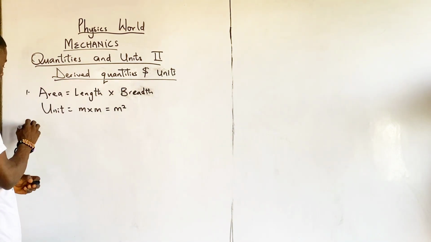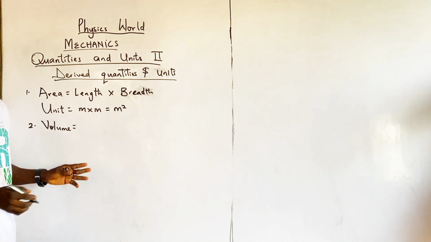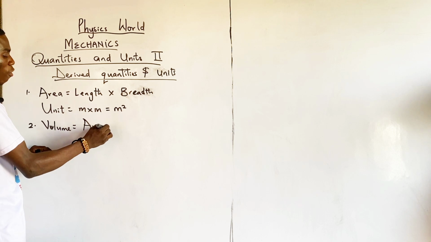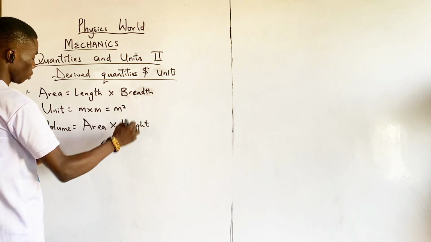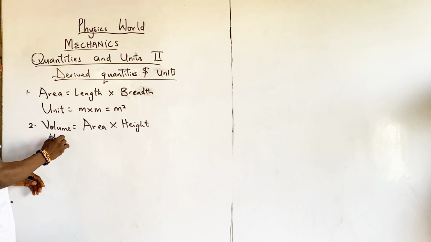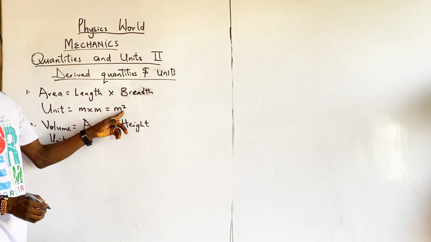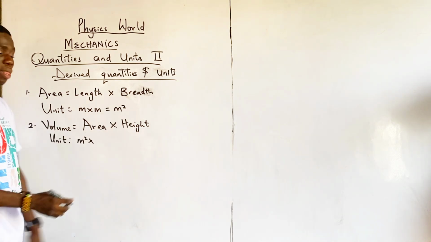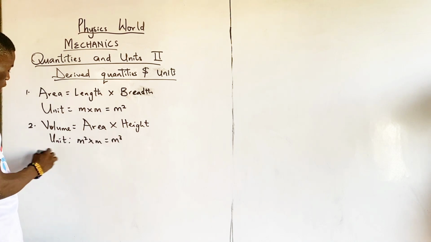So the second one is volume. Let's see. What you can do to derive their unit is use their formula. What is volume? Volume is area times height. So the unit of volume will be, what is the unit of area? Remember, area is meter squared, so you just put meter squared. And the unit of height is also meter. And meter squared times meter is meter cube. Let's move to another one.